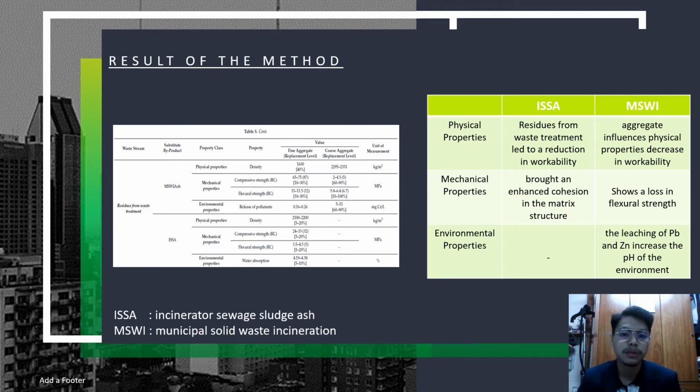MSWI is Municipal Solid Waste Incineration. Municipal solid waste incineration ash as fine aggregate influences physical properties of concrete, which decreases the workability gradually. Municipal solid waste incineration ash-based concrete clearly showed the influence of recycled fine aggregate on compressive and structural strength loss. Leaching of lead and zinc increased in municipal solid waste incineration ash concrete in the long term, which produced a high concentration of pH to the environment.